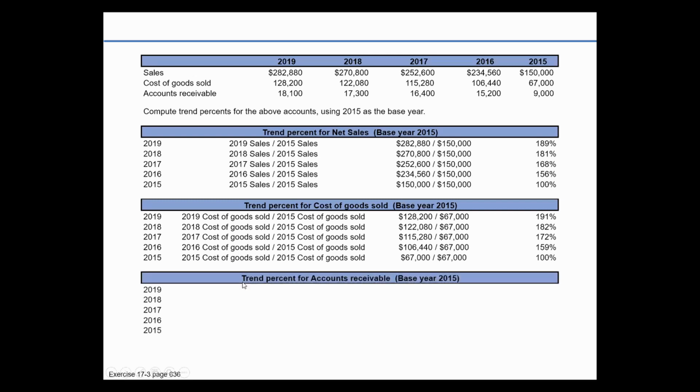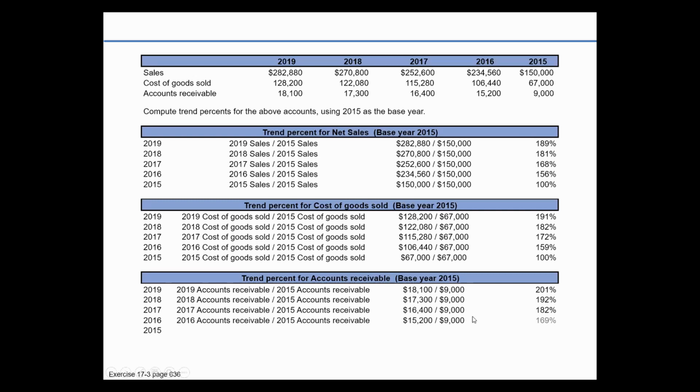And then we'll do the same thing for accounts receivable. So we look here, this is accounts receivable, base year was 9,000 for 15. So to do the first one would be the 2019 accounts receivable divided by the 2015 accounts receivable, which is 18,100 divided by 9,000 is 201%. And then 2018 accounts receivable, which is 17,300 divided by 9,000 is 192%. You can just keep going.